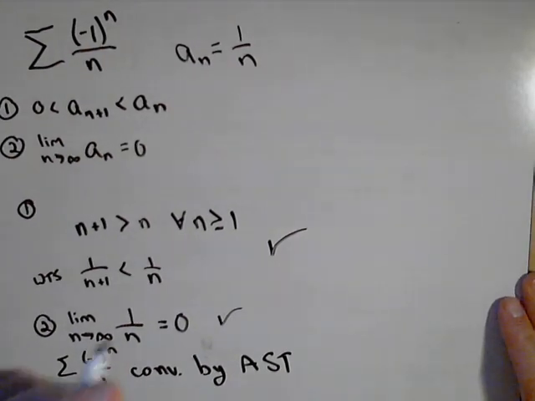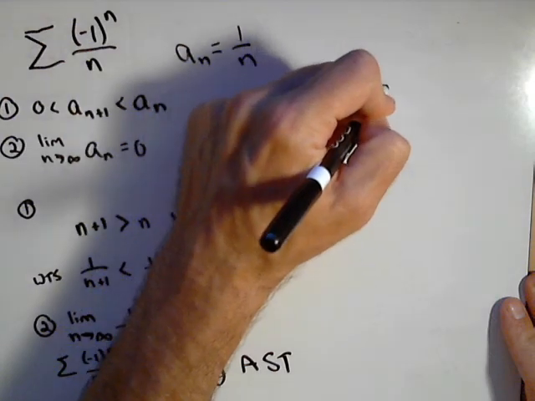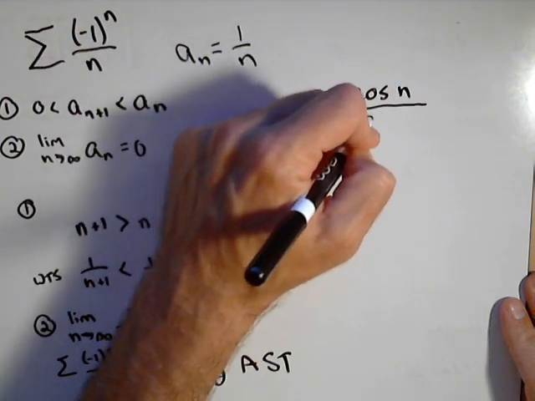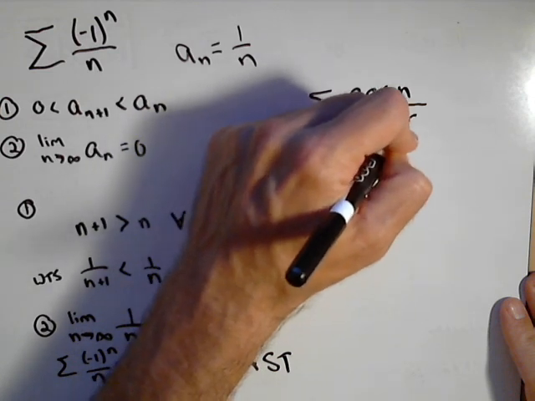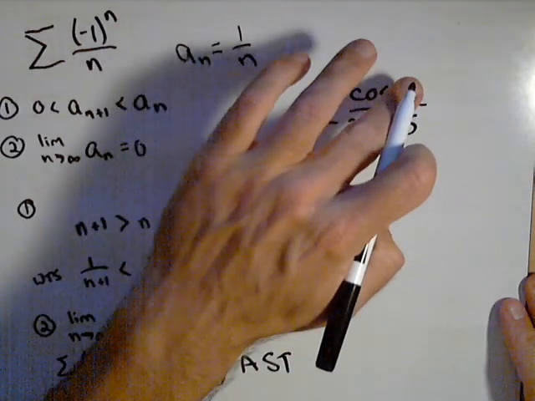Now, just because it's one that I've had in a couple of my previous videos, we had one that looked like this: cosine of n over 2n squared plus 5. That is not an alternating series, so this test would not apply.